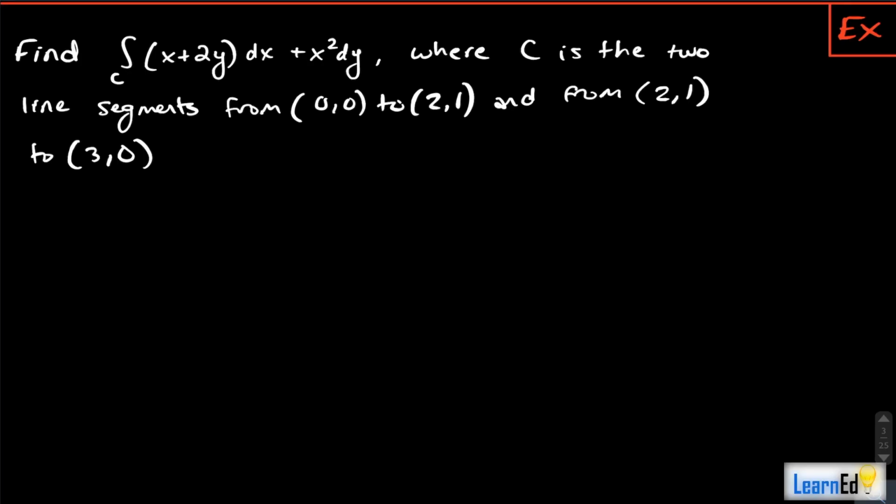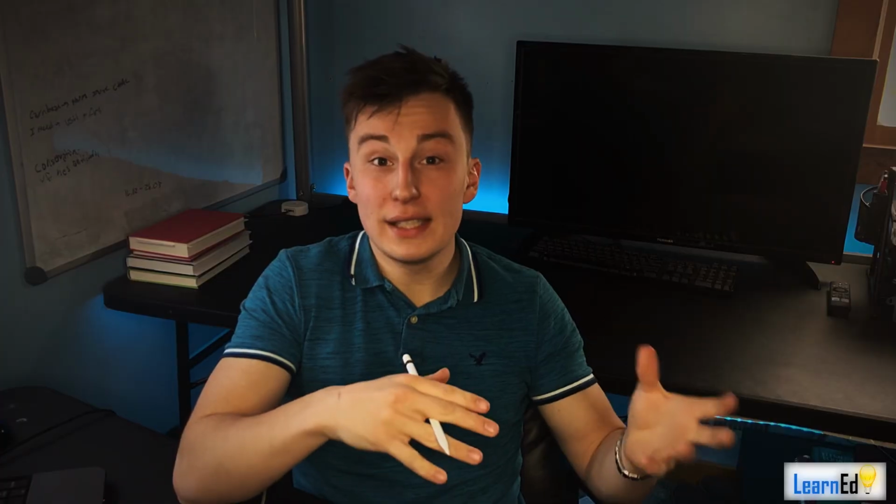find the line integral, the integral over the curve C of x plus 2y dx plus x squared dy, where C is the 2 line segments from 0, 0 to 2, 1 and from 2, 1 to 3, 0. Before I get into this problem, this is a line integral with dx and dy in there, so you might want to get practice with a line integral with ds in the integrand, because that's a different formula. Now you're using the arc length formula. I'm not going to do that in this video, but it might be something to look into if you're struggling with line integrals.